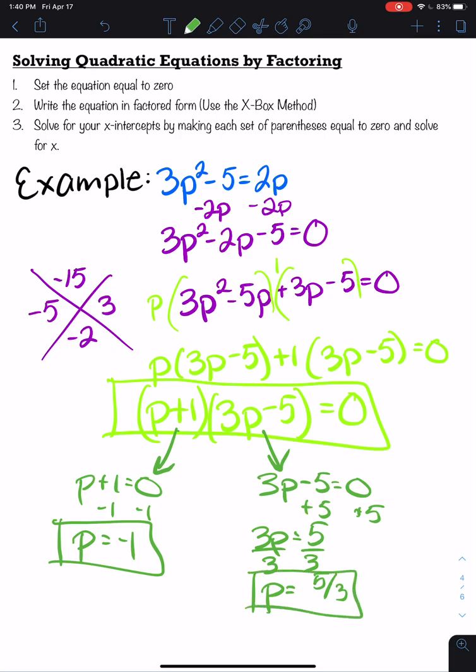Okay, so again, make sure that your equation is set equal to 0. If it's not written in standard form, you definitely want to write it in standard form. It'll make it easier for you to factor it. So set it equal to 0, write your equation in factored form, and then solve for your x-intercepts, which is solving for your variables, which will give you the solutions to your equation.